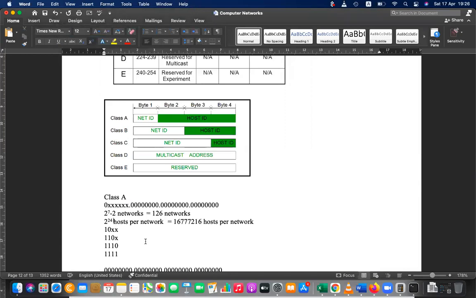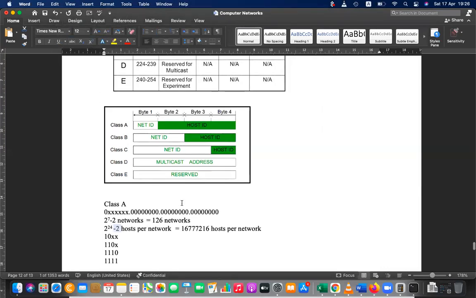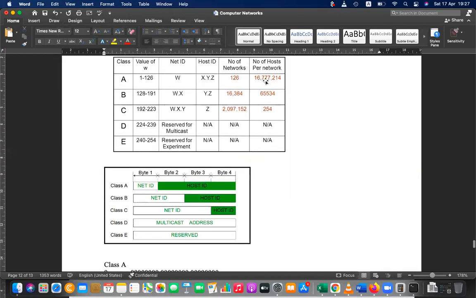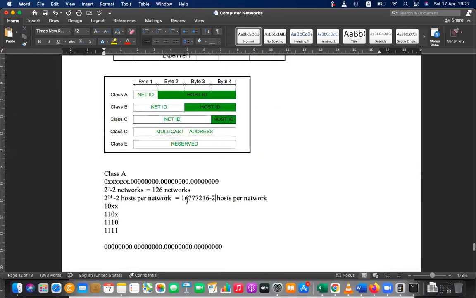Why are you going to subtract 2? What's the reason? Because the first IP is the network IP, and the last IP is the broadcast IP. The first IP you are not going to take, that is the network IP. The last IP is the broadcast IP, used to send to all computers. The first and last IPs you are going to ignore, so this will be this minus 2. And you can see the value is 16,777,214.